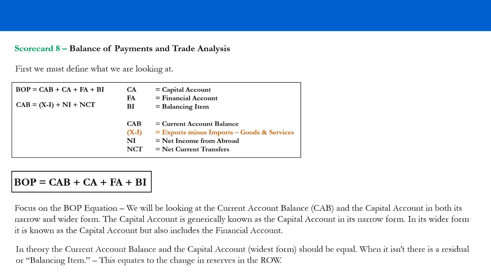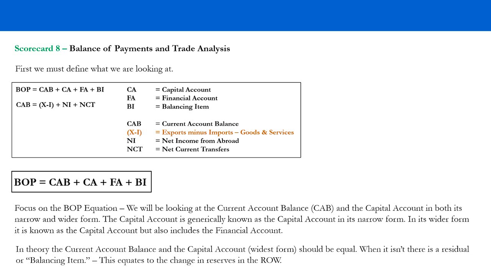So we'll be looking at the current account balance and the capital account in both its narrow and its wider form. The capital account is generically known as the capital account in its narrow form. So when you hear somebody mention in the press, in the media, the capital account, what they mean is the capital account in its narrow form. In its wider form, it's also known as the capital account, but it includes the financial account. So by the equation that we're looking at, the wider form of the capital account is the capital account plus the financial account.